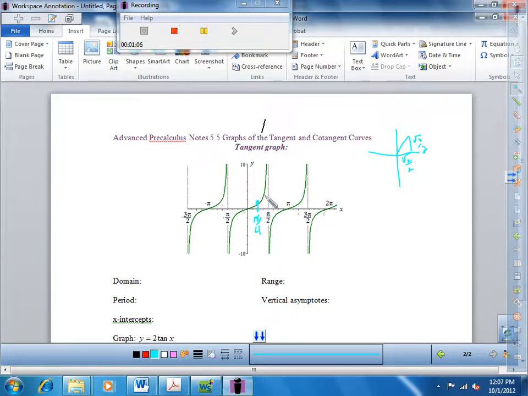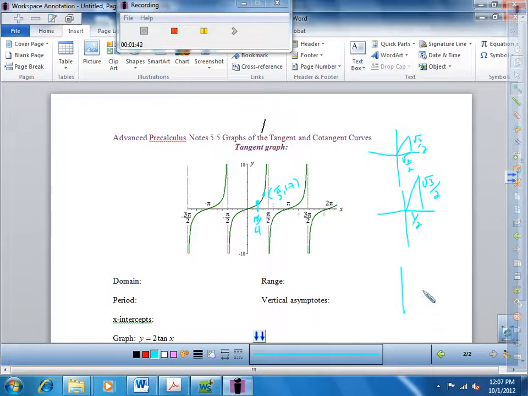If I want to graph another point, like say the tangent of pi over 3, or 60 degrees, it's going to be root 3 over 2 over 1/2, right? Which gives you root 3, which is about 1.73. So this would be the point on there, for instance, pi over 3, comma, root 3, which is about 1.7 something, okay?